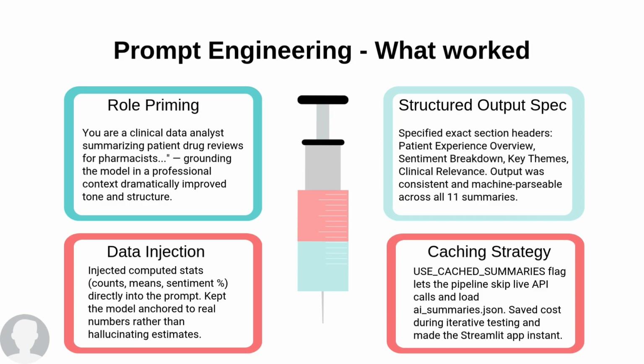That kept all 11 summaries consistent and machine parsable, which mattered when we assembled the final PDF report. Third, data injection, putting our actual computed statistics directly into the prompt text so the model was anchored to real numbers instead of hallucinating plausible sounding estimates. And fourth, a caching strategy, a use_cached_summaries flag that let the pipeline skip live API calls during development and just load the saved JSON. That saved real cost during iterative testing and made the live app instant for end users.